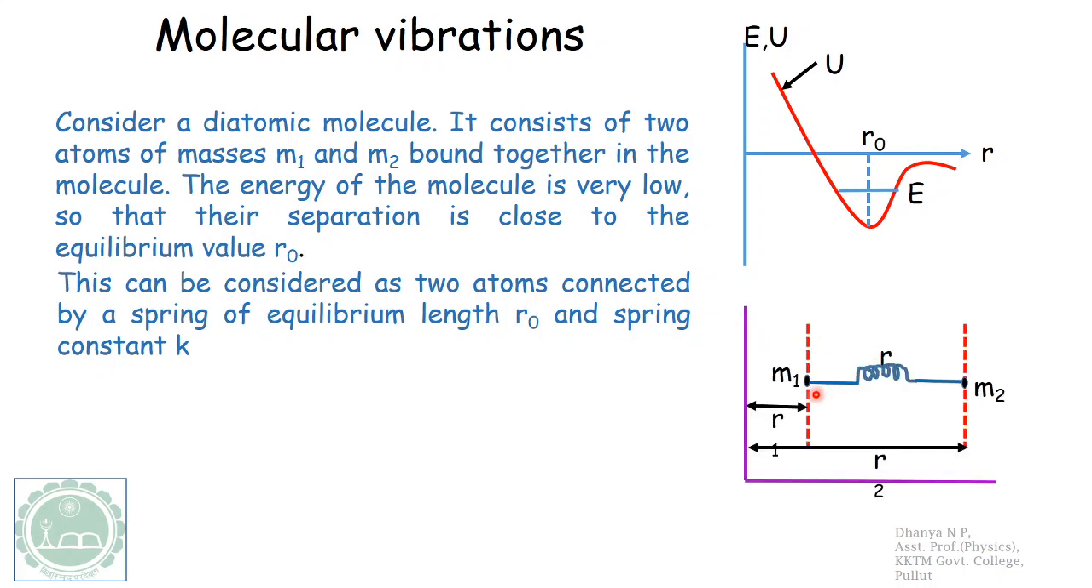This is the spring. m1 and m2 are the masses attached. That is, the diatomic molecule having masses m1 and m2 bound together. This R1 is the position vector of mass m1 and R2 that of mass m2.